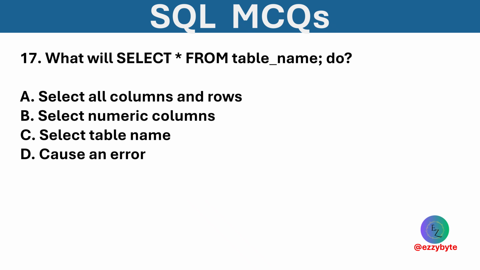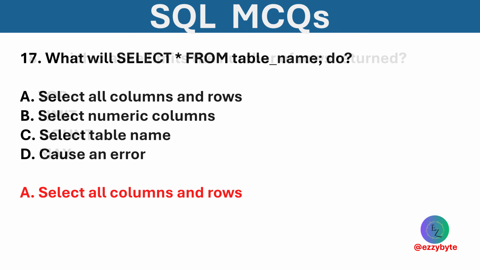What will select asterisk from table name do? Options are select all columns and rows, select numeric columns, select table name, and causes an error. Option A is correct. The asterisk selects all columns in a table.